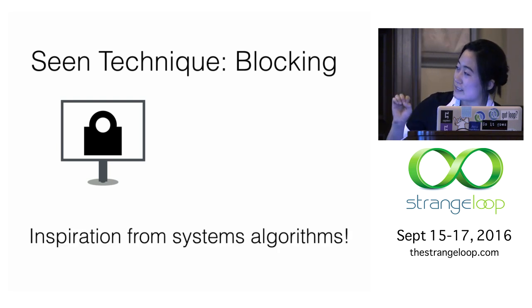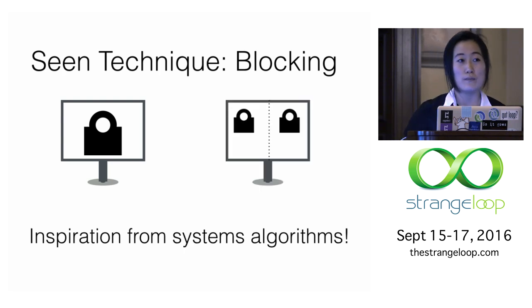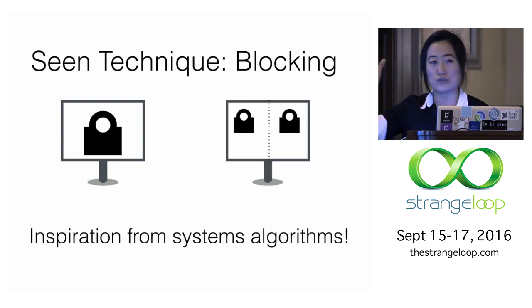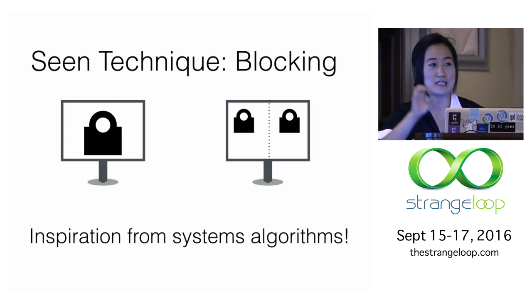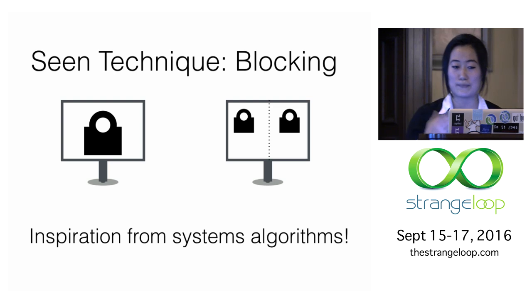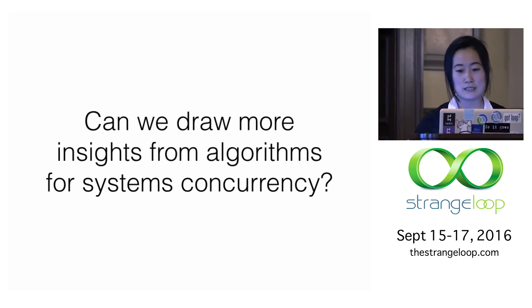So if we extend this analogy to inspiration from systems algorithms to more front-end techniques, we can imagine having more granular locks. That way, you don't prevent interactions that don't actually interfere with each other from happening simultaneously. The question is, can we draw more insights from algorithms from systems concurrency? And the answer is, of course, yes.